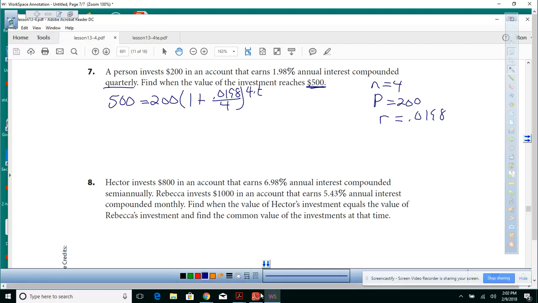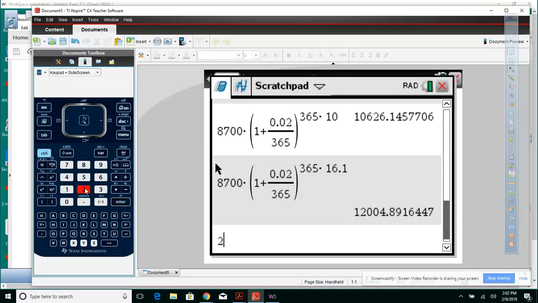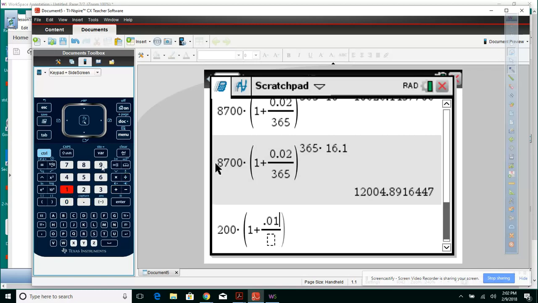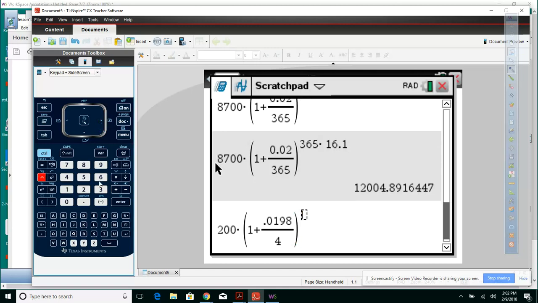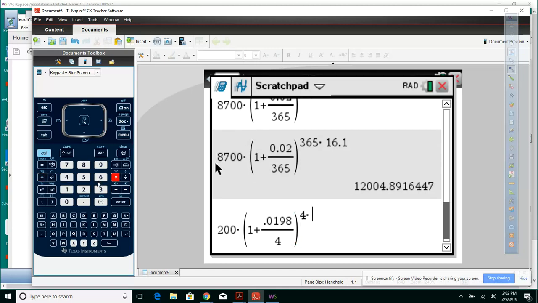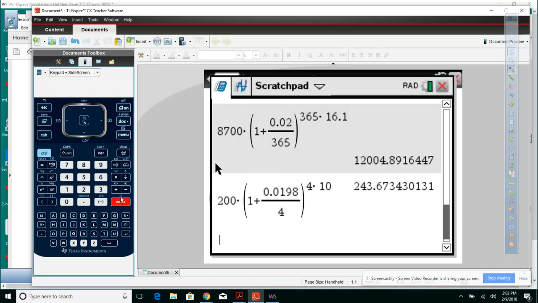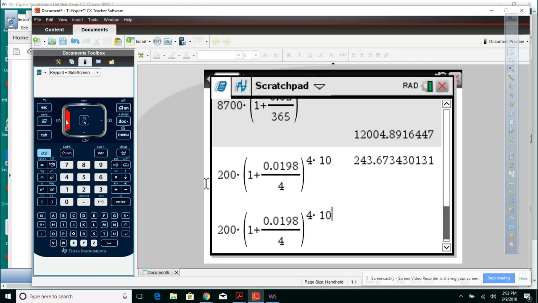Okay, so we're looking to get to $500. Let's try it this way. We've got 200 times open parentheses 1 plus 0.0198 over 4, caret 4 times t. Let's try 10. We'll start off with $10. That'll give us 243. We're looking for 500, so we need to go a lot more than that.